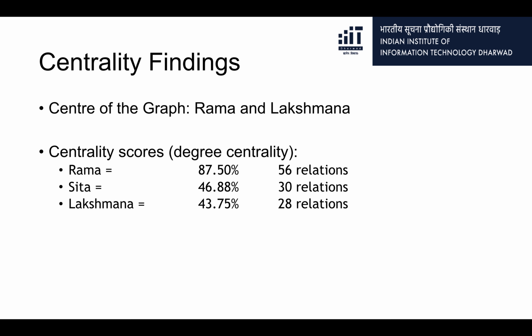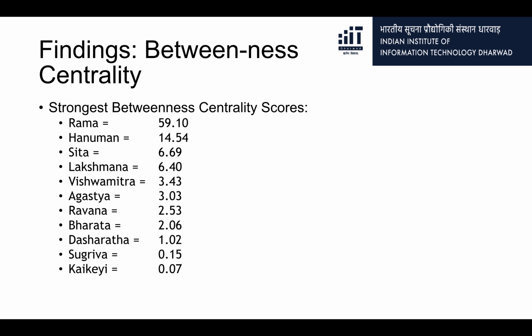If you look at degree centrality, Rama has 87.5%, Sita is 46, Lakshmana is 43, because Rama's degree is 56. He's directly connected to 56 other characters in this story. Now, if we compute betweenness centrality, something interesting comes out. Again, Rama is high, but the second highest betweenness centrality is Hanuman.